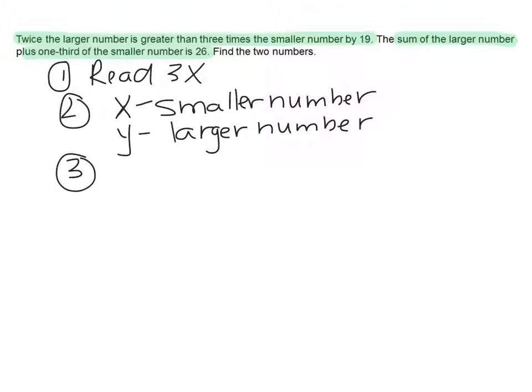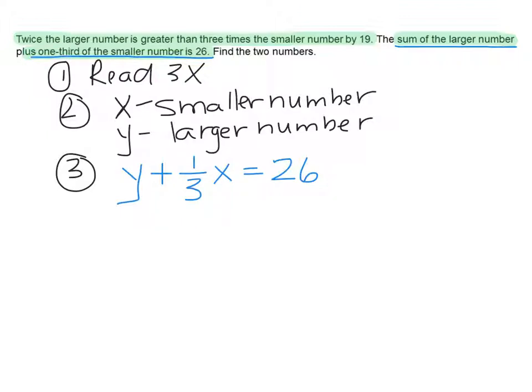And going into step 3, we're going to translate the information. Now, in this particular case, in this question, the language is a little tricky, so we really have to pay attention to those keywords that are in it. Now, I'm going to actually go to the second sentence first, and it says, the sum of the larger number plus 1/3 of the smaller number is 26. So the sum of the larger number plus 1/3 of the smaller number is equal to 26. That's going to give us our first equation.